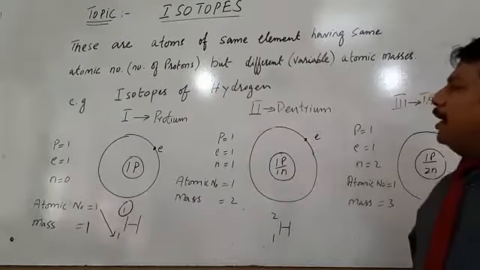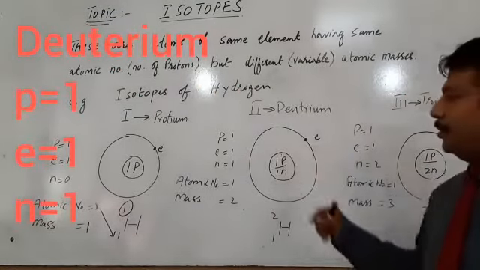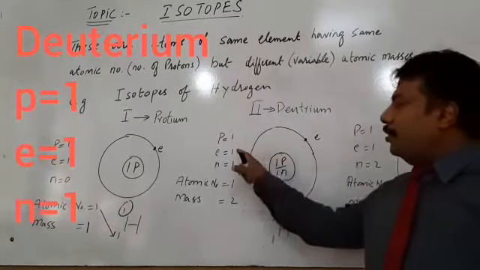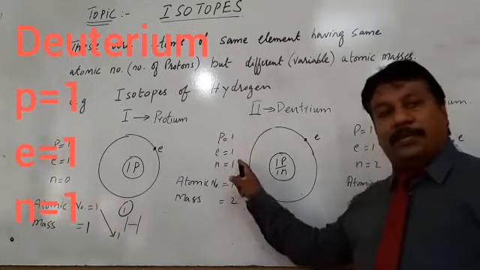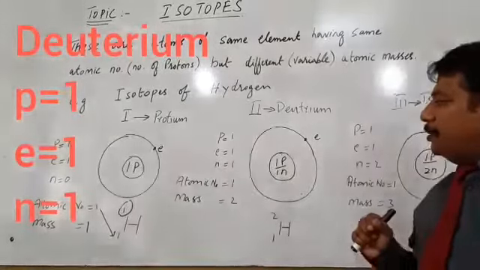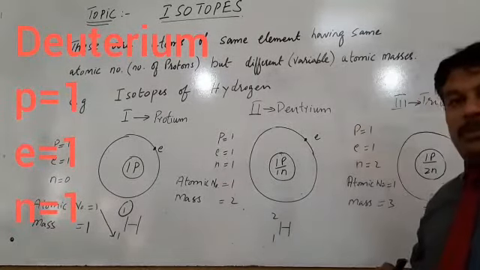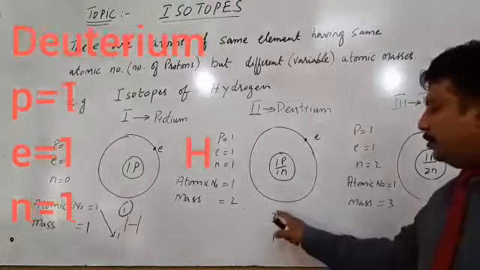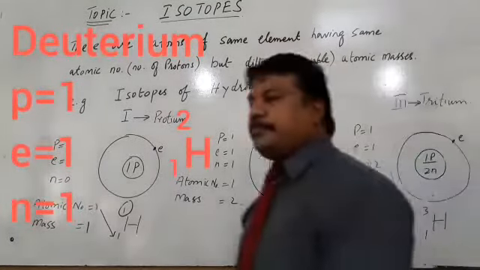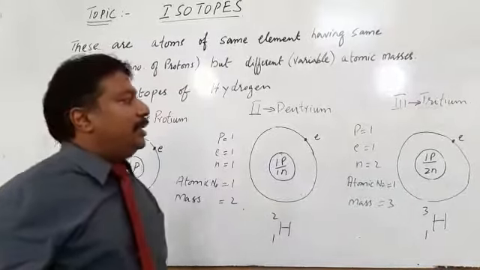The second example of the hydrogen isotope is deuterium. So deuterium has one proton, one electron, and one neutron. Therefore, the atomic number is 1, the mass number is 2. So it can be written as H 2, 1.